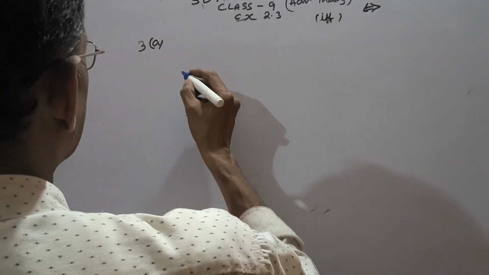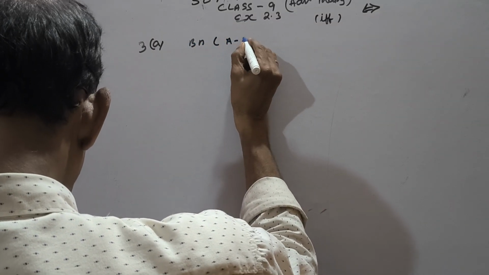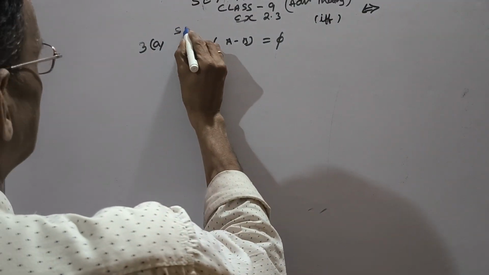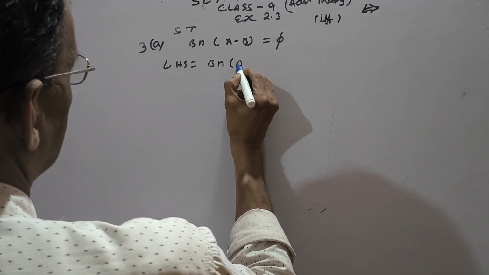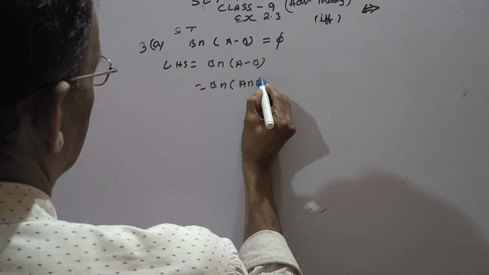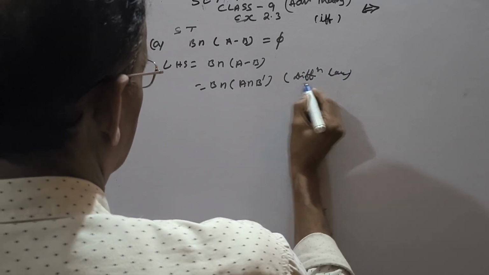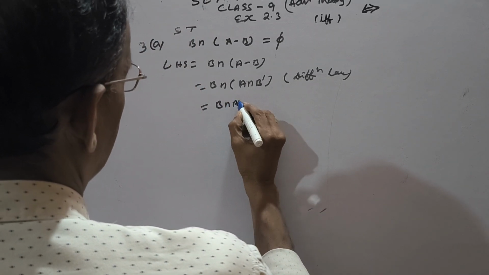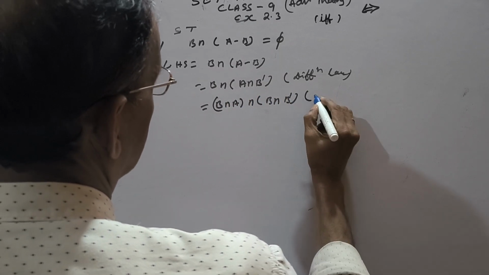What is the 3 number A question? B intersection (A minus B) is equal to phi. We have to prove that. Prove that or show that. We take the left hand side: B intersection (A minus B). What is that? B intersection A intersection B complement. From the difference law, we have used the difference law. So can we write here B intersection A intersection B intersection B complement.